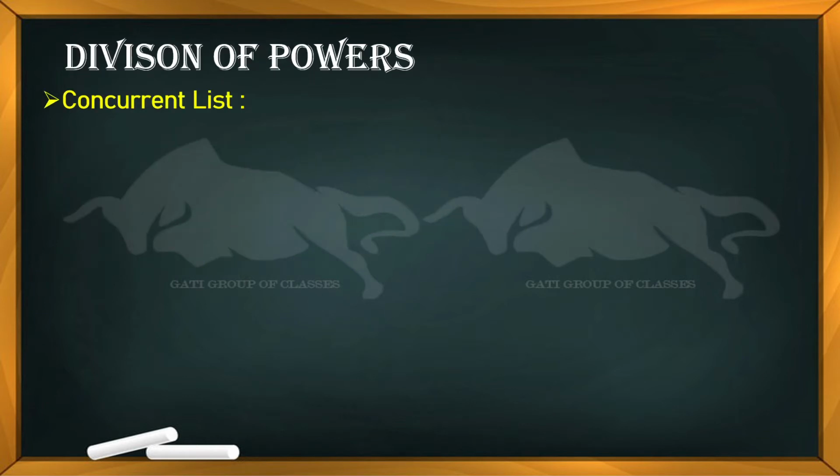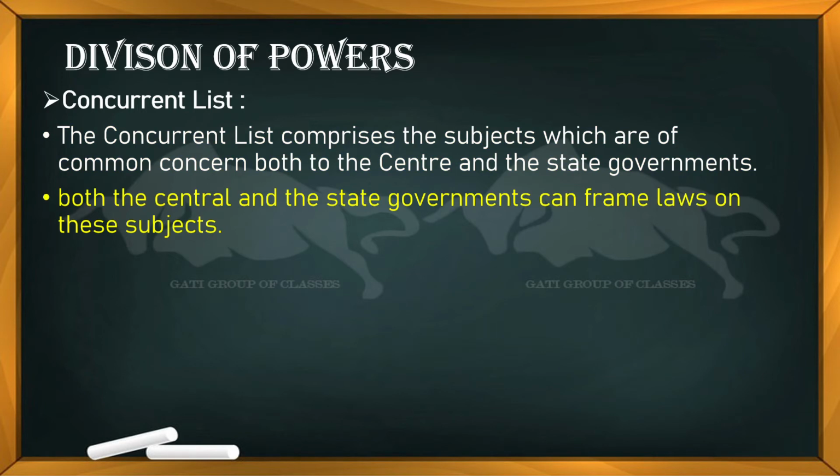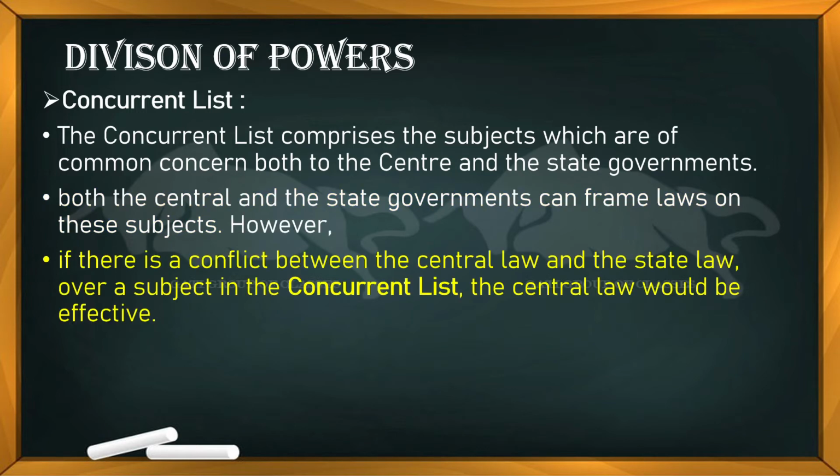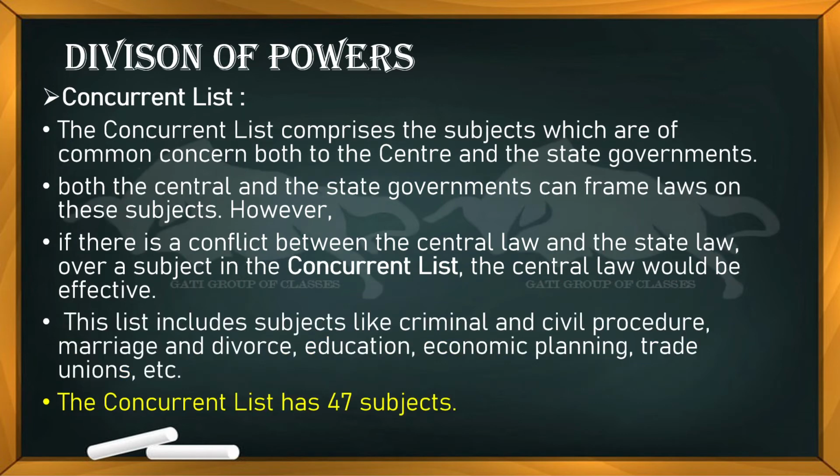Now the third one, the concurrent list. The concurrent list comprises subjects of common concern for both the state and the center. Both the central and state governments can frame laws on these subjects collectively. But if there is some conflict between them, then the central government's decision will prevail. The list includes subjects like criminal and civil procedures, marriage and divorce, education, economic planning, and trade unions. All these subjects we can include in the concurrent list. And actually it had 47 subjects.